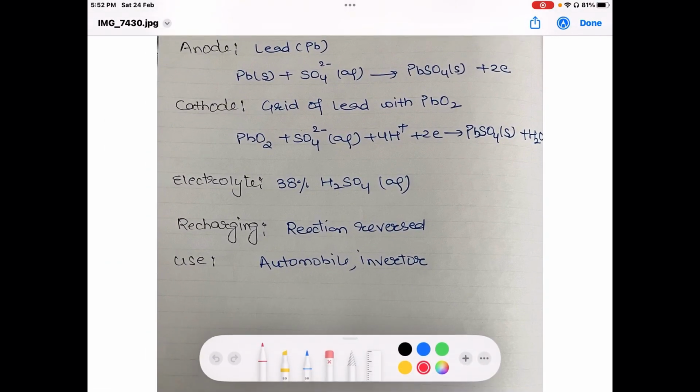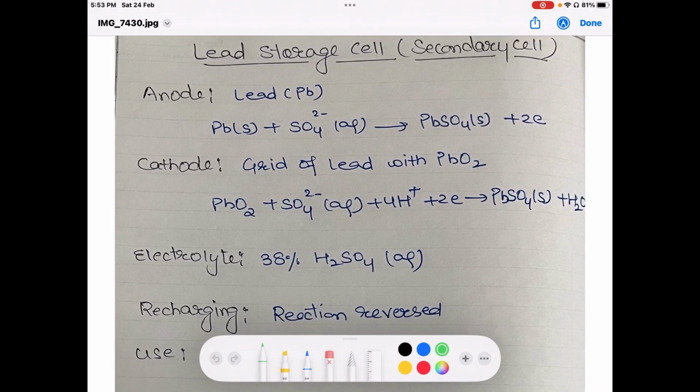Next is the lead storage cell, which is a secondary cell, meaning it is a rechargeable cell, and the recharging is done by reversing the connection. Reversing the cell reaction recharges the cell.